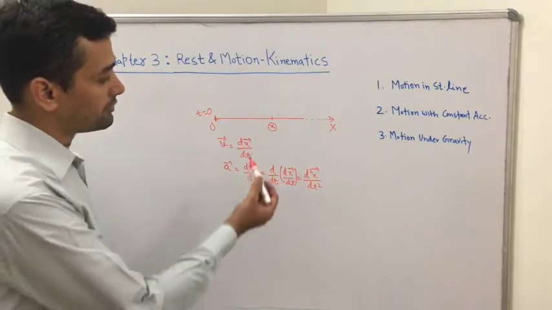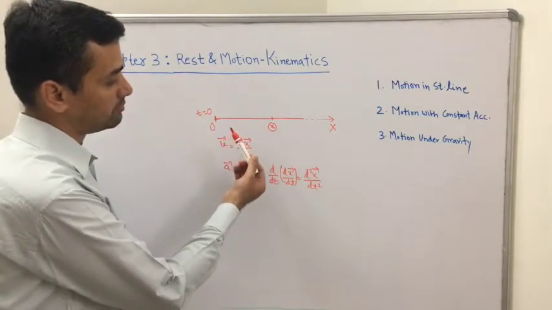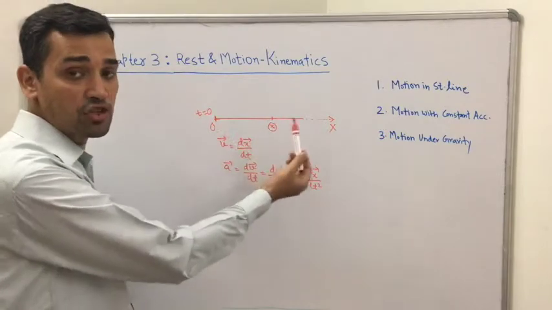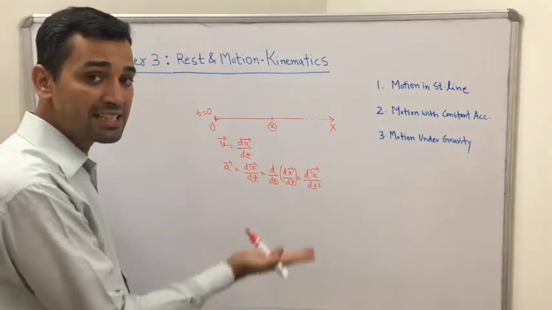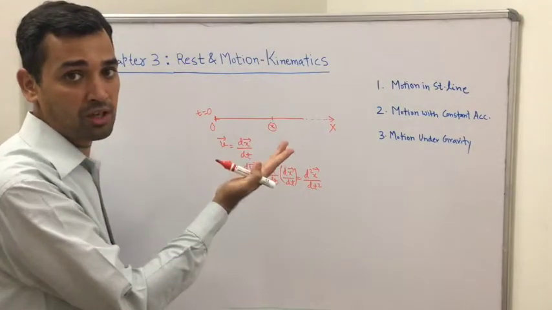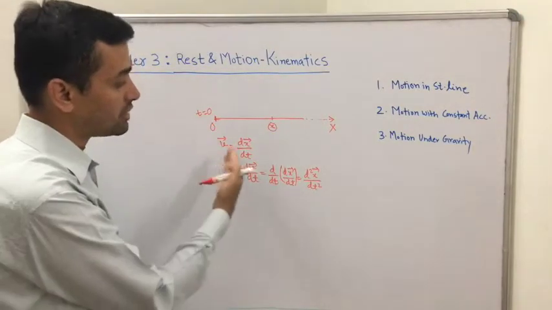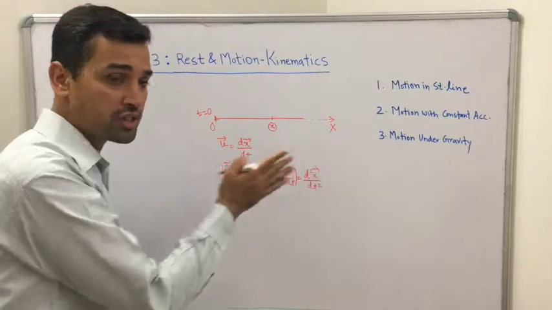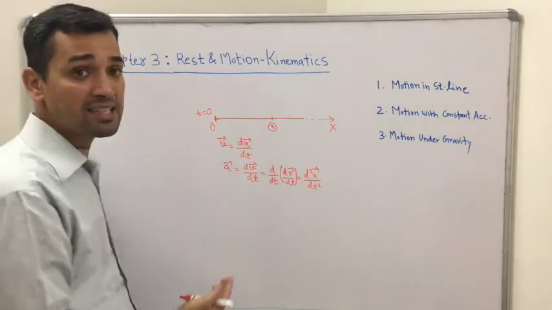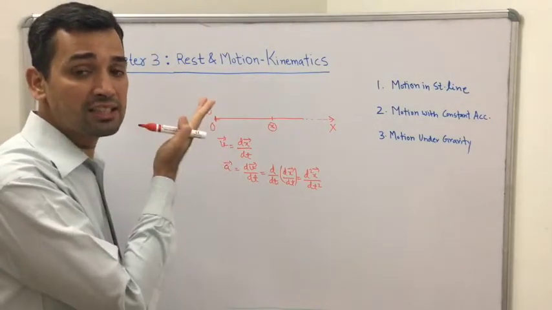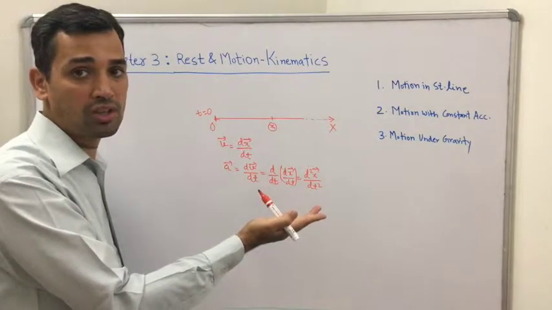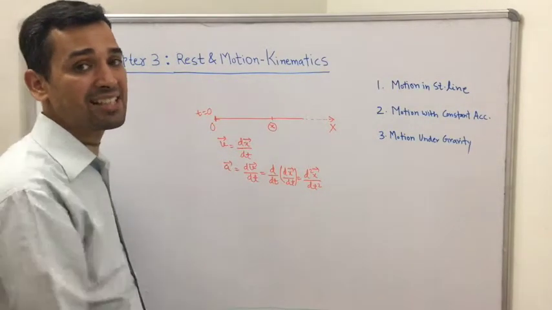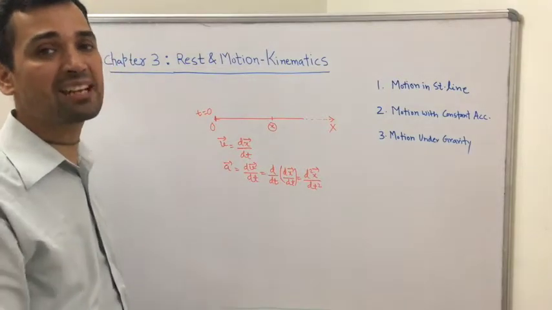So if, let's say, the acceleration and velocity have the same direction, the velocity increases with time. And if the velocity and acceleration are opposite to each other, then we can say that the velocity decreases with time. That means the particle decelerates. So deceleration means negative acceleration.